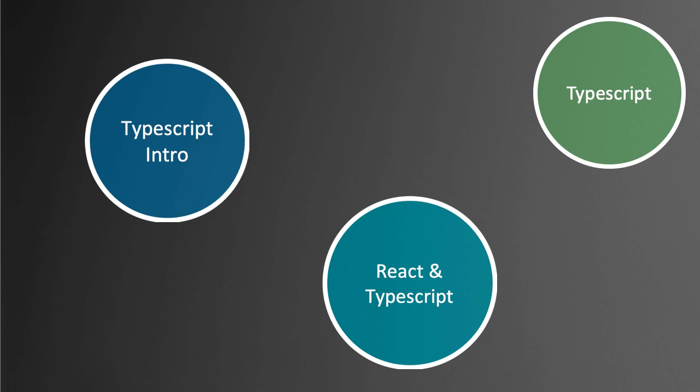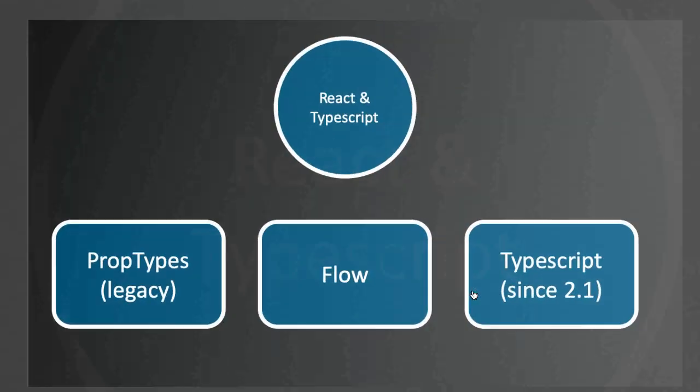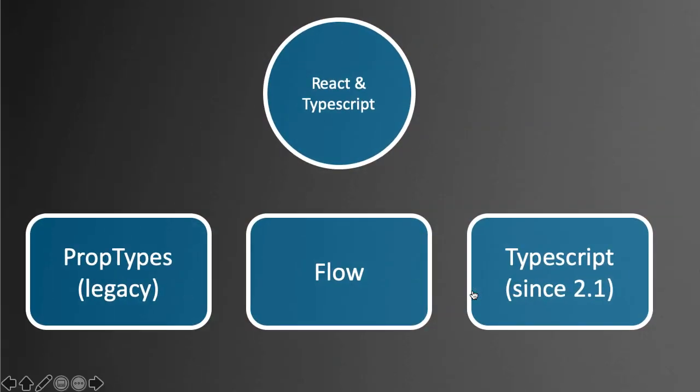Okay, so now we're just going to take a brief look at React with TypeScript. And there are some options when it comes to static type checking inside React. Initially, the only thing that was available was prop types. We would use property types inside React to declare the different types that our properties had, which is now considered legacy. And Facebook developed something called Flow to take care of the static type checking.